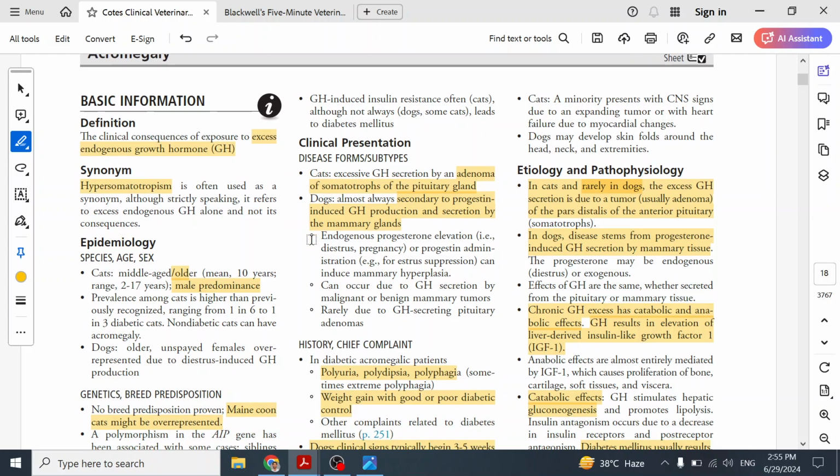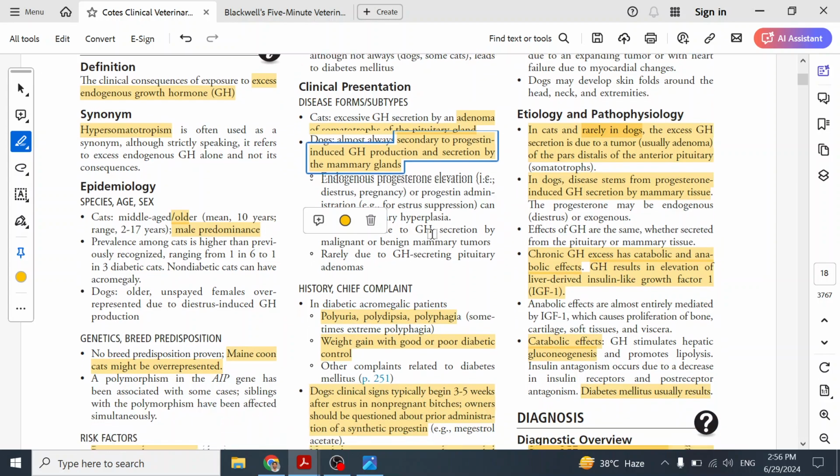Now let's discuss the clinical presentation. We find adenoma of the somatotrophs of the pituitary gland, which you can judge from radiographic imaging. In dogs, the most common thing is that progestin induces growth hormone production and secretion by the mammary gland. So this is a basic difference between cats and dogs. In cats you find adenoma, while in dogs adenoma is not common. In dogs, progestin-induced growth hormone is most common.